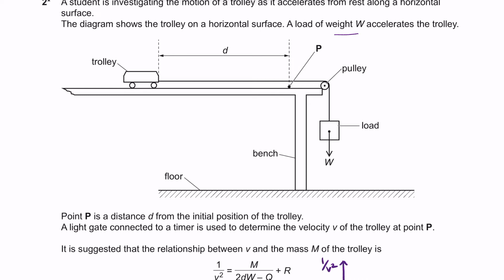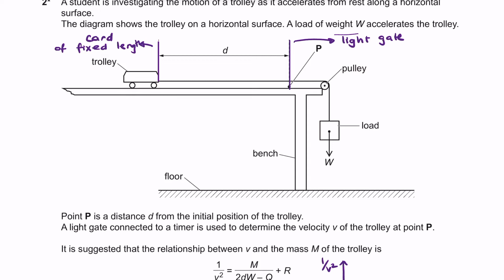Number 1, I need to place a light gate at position P. It's not the best diagram, but I'll label it clearly as my light gate. The light gate is needed to measure the velocity. It does that by checking the thickness of the card that is placed in front of the trolley, say here. The card is of fixed length, and as the trolley passes through the light gate, the card will cut the beam, and therefore it is needed for that reason.